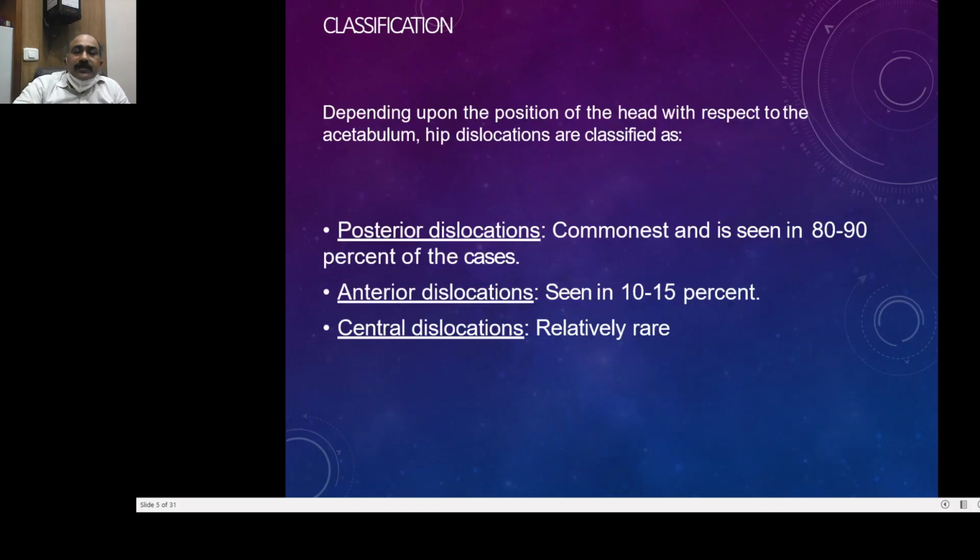Classification of the hip dislocations: basically three types depending upon the position of the head of femur with respect to the acetabulum. Posterior dislocation, anterior dislocation, and central dislocation. Posterior is quite common and is seen in 80 to 90% of the cases.